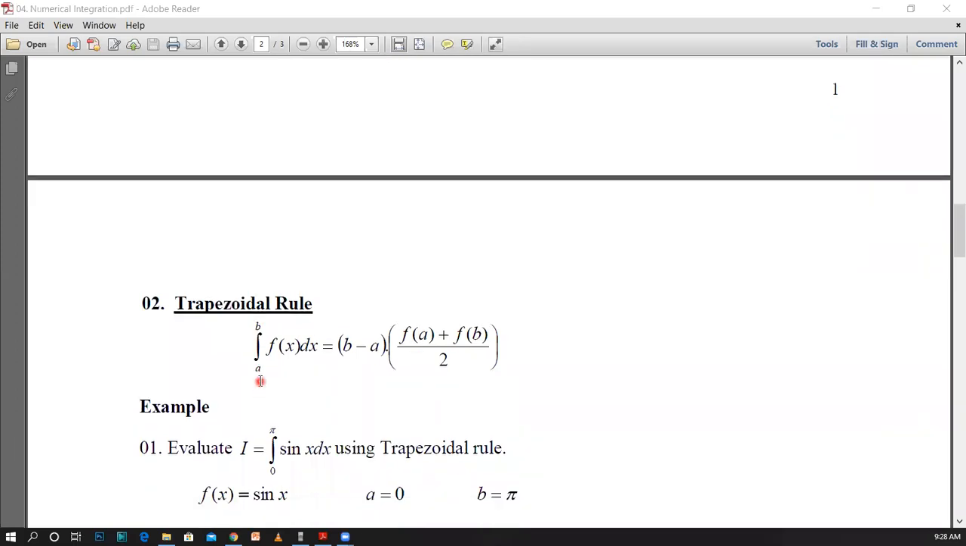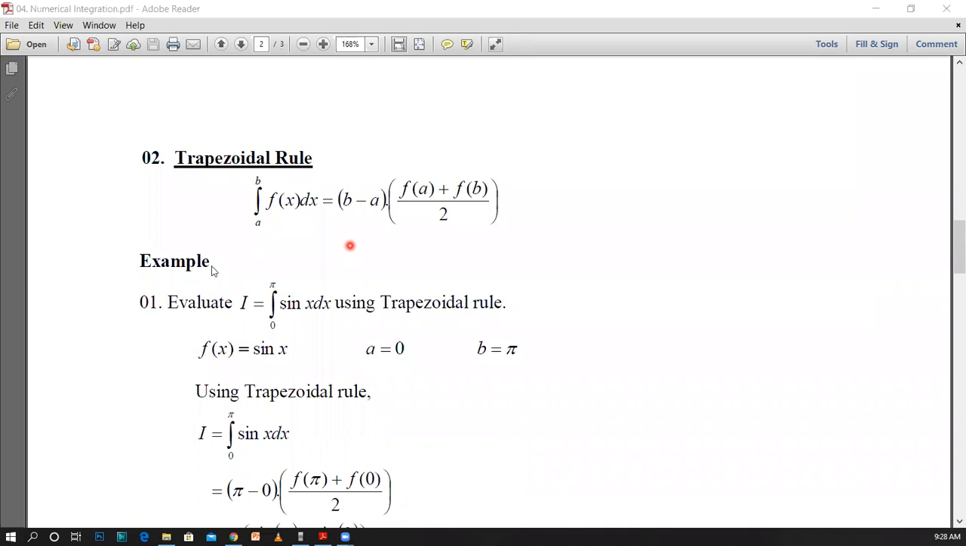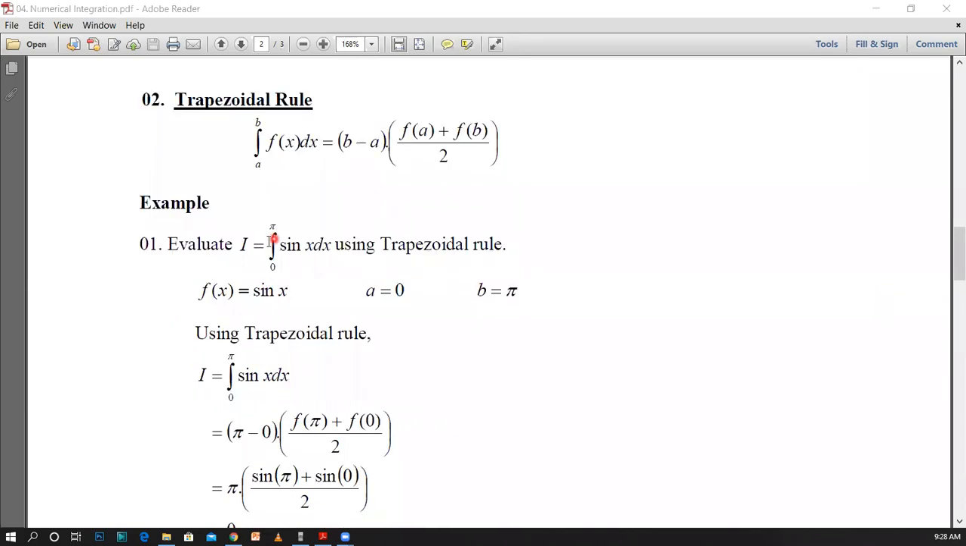Now consider this example: you are asked to evaluate the integral of sin x in the region 0 to 5. Here f of x equals sin x, the value of a is 0 and the value of b is 5. These are the values we need to identify to use the trapezoidal rule. We know the function, we know the lower limit of the integral, and we know the upper limit of the integral. Therefore, using the trapezoidal rule, you can do the appropriate substitution.